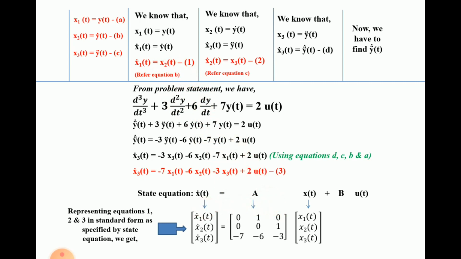Similarly, second row corresponds to x2 dot of t. So in our x2 dot of t equation, we do not have x1 term and x2 term, so they are written as 0, and the coefficient of x3 of t is 1. Similarly, the third row is x3 dot of t. Coefficient of x1 is minus 7, coefficient of x2 is minus 6, coefficient of x3 is minus 3. So that is represented in the matrix A.